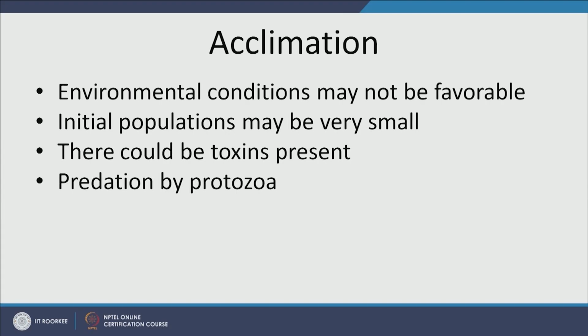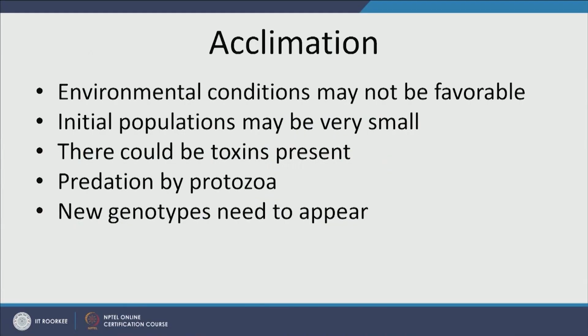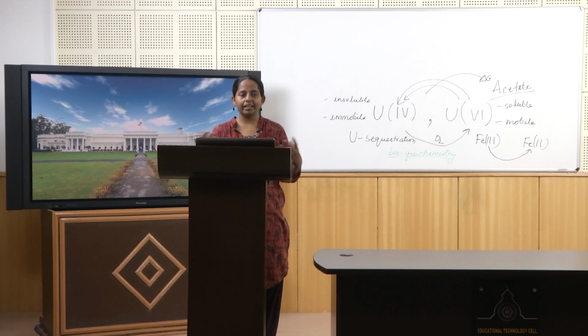It's also possible that there's some protozoa present and they're eating the bacteria, and microbes are not able to do their job. And then it's also possible that new genotypes need to appear. Now this is very important. For example, in case of an oil spill, let's say there is a lake that has never been exposed, microbes that have not been exposed to oil, but now a tanker comes and disposes some oil in it. Yeah?